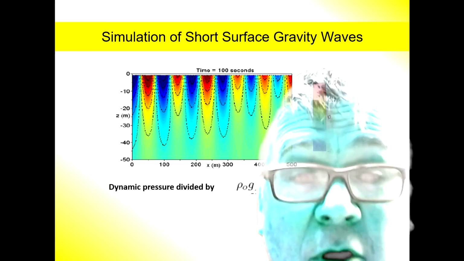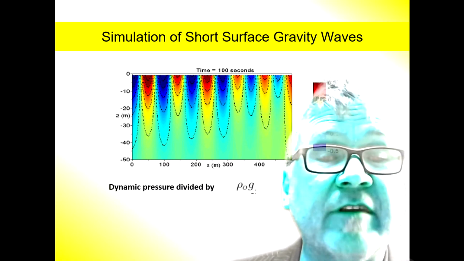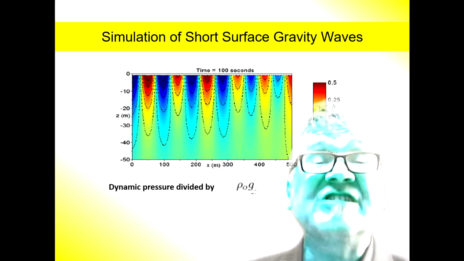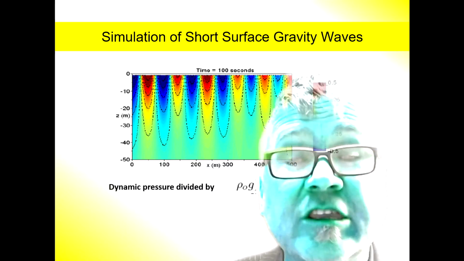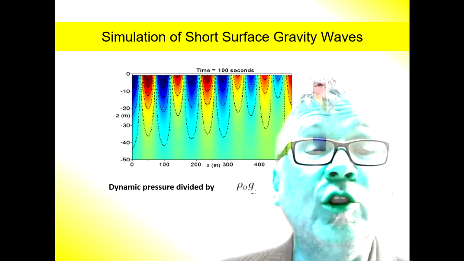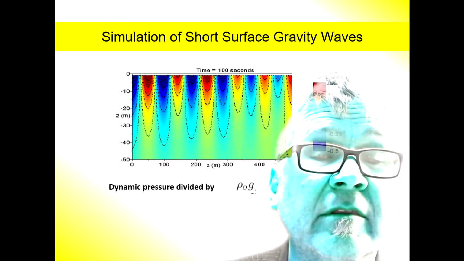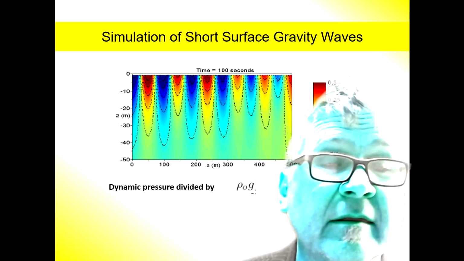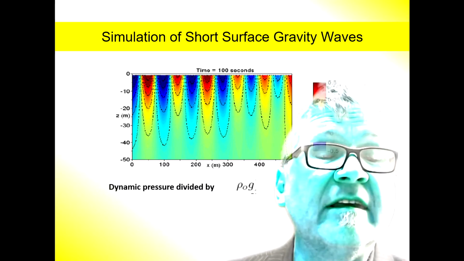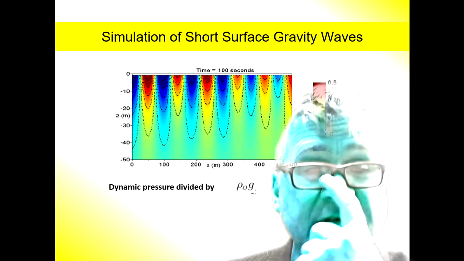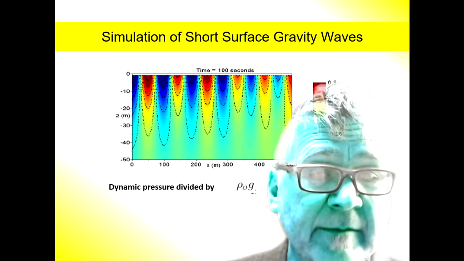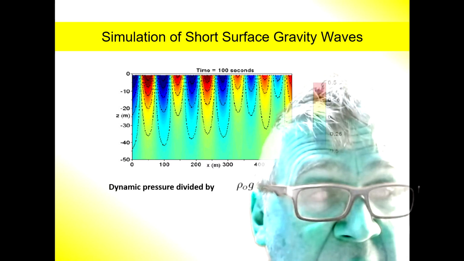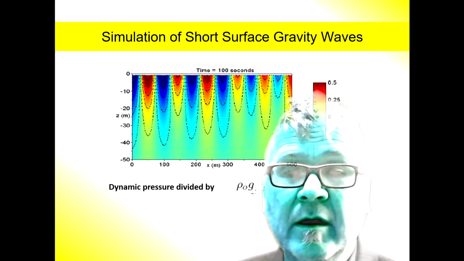Okay, let's look at the model results. This one is only a snapshot after 100 seconds. What's shown here is the pressure distribution, the dynamic pressure. This is the Q that you have in this. It's also just divided by the constant density, rho zero, the constant density. Anyway, you can convert it into a unit.